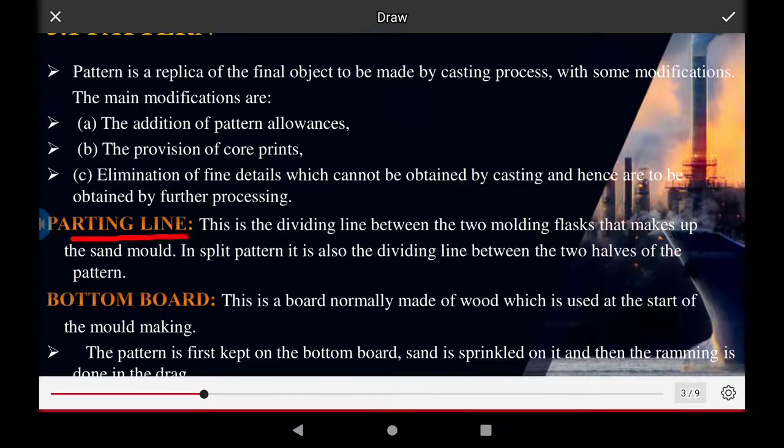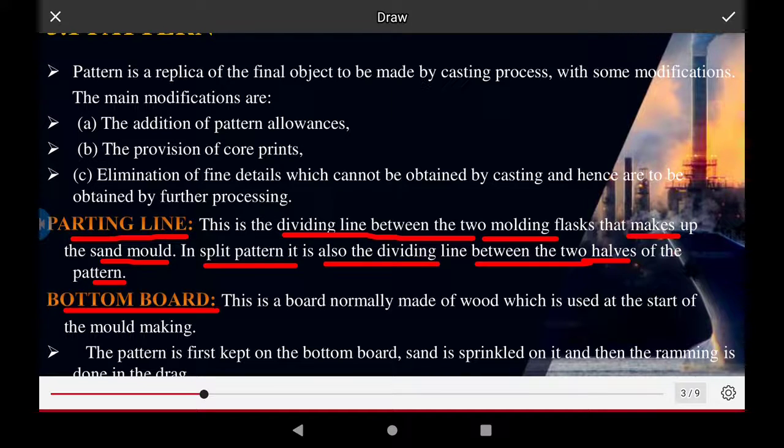The parting line is the dividing line between the two molding flasks that make up the sand mold in split pattern. It is also the dividing line between the two halves of the pattern. The bottom board is normally made of wood and is used to start the mold making. The pattern is first placed on the bottom board, and sand is then filled on it, which is taken for the remaining cope and drag forces.